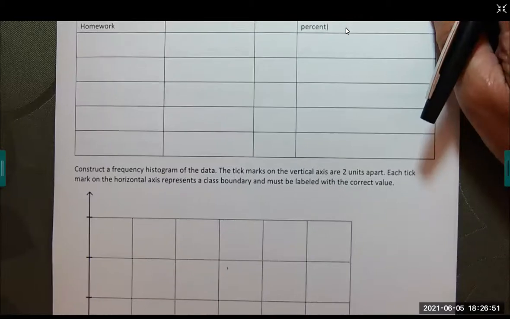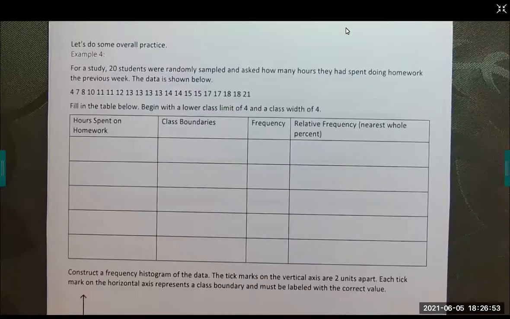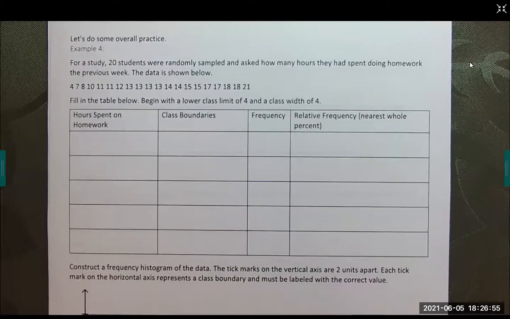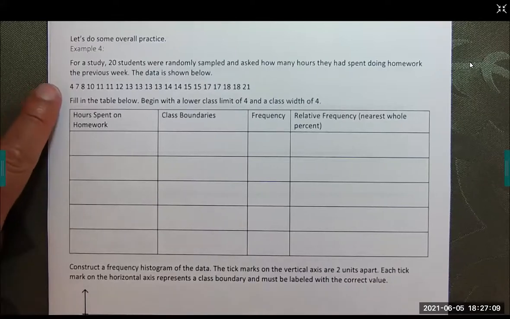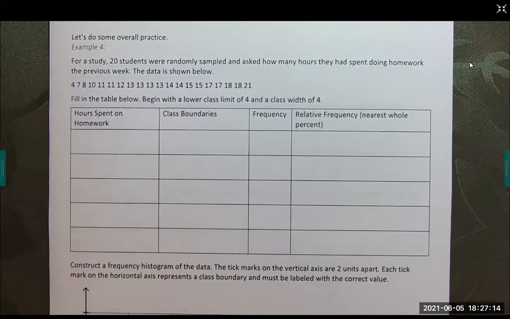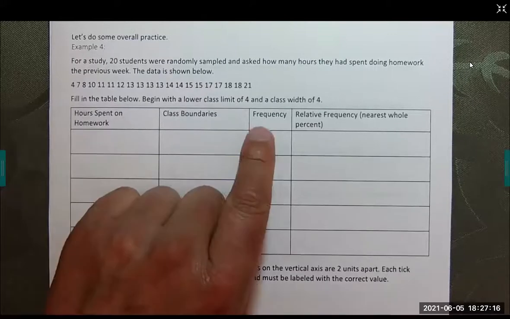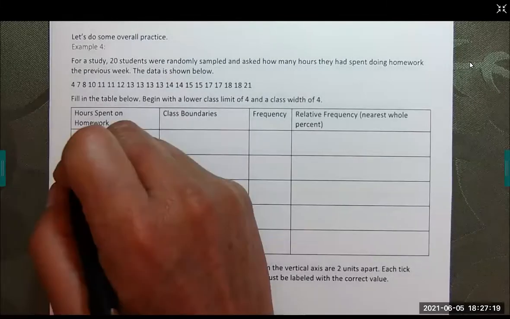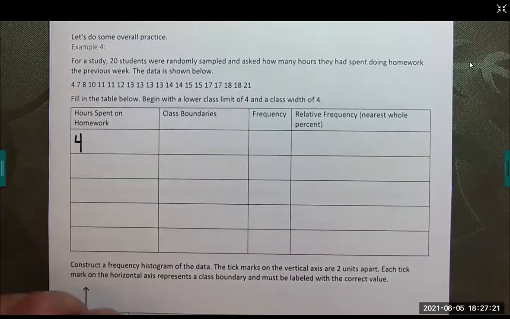All right, so let's do some practice. We're going to set up a frequency distribution again, and then we're going to set it up so that we can make a histogram a bit down below here. This is a study. 20 students were randomly sampled and asked how many hours they had spent doing homework the previous week. And the data is shown below. I've put the data in order for us, so we don't have to put it into our calculators. They even tell us that they want us to start the lower class limit with 4. And they want a class width of 4.